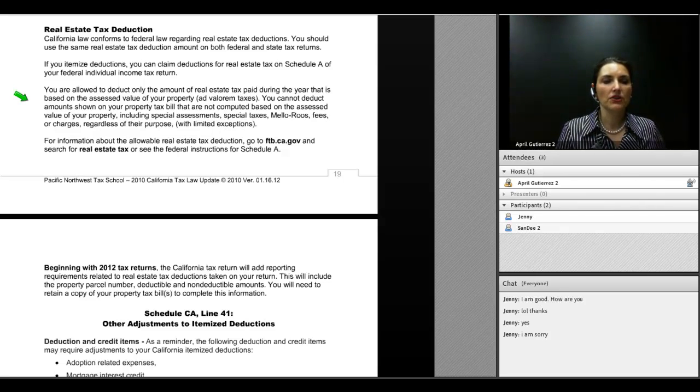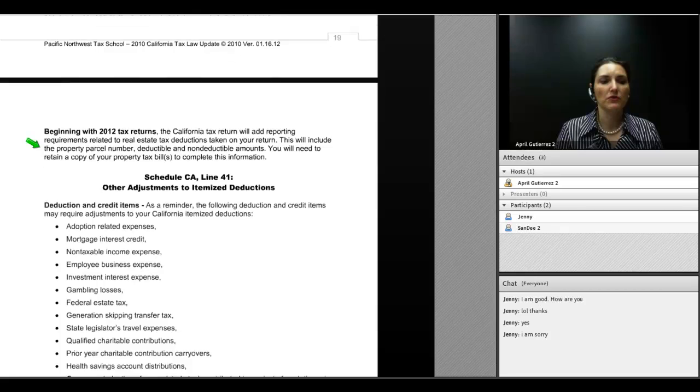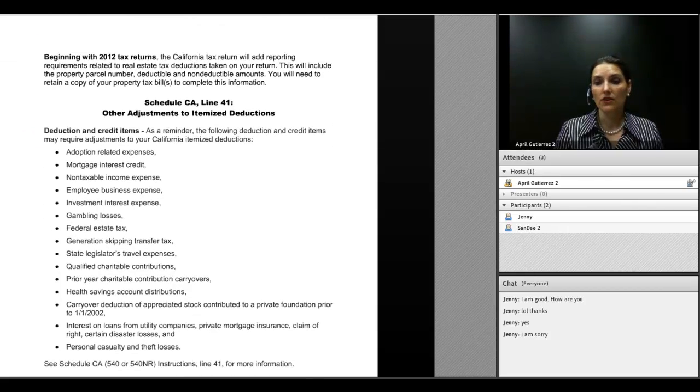You cannot deduct amounts shown on your property tax bill that are not computed based on the assessed value of your property, including special assessments, special taxes, Mello-Roos fees, or charges regardless of their purpose, with limited exceptions. And for more information about allowable real estate tax deduction, go to ftb.ca.gov and search for real estate tax, or go to the instructions for Schedule A.